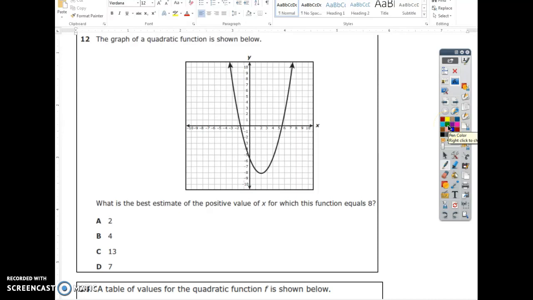Okay, so here it says that they're showing you a quadratic. It says, what is the best estimate of the positive value of x for which this function equals 8? When it says that the function equals 8, they're talking about y equals 8. So if you go look at the y and see where it equals 8, right here, it would equal 8 here and here at these 2 points.